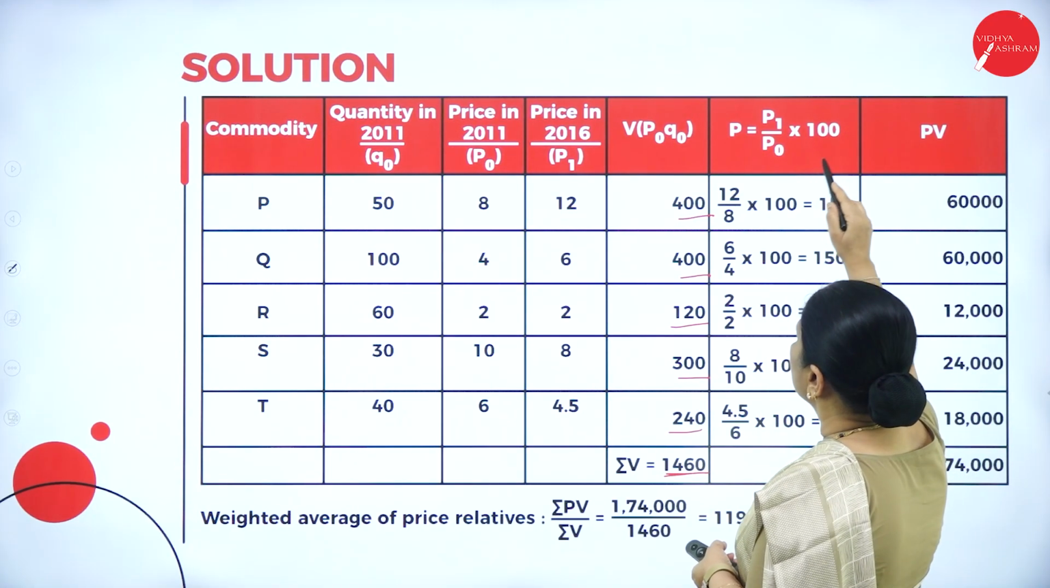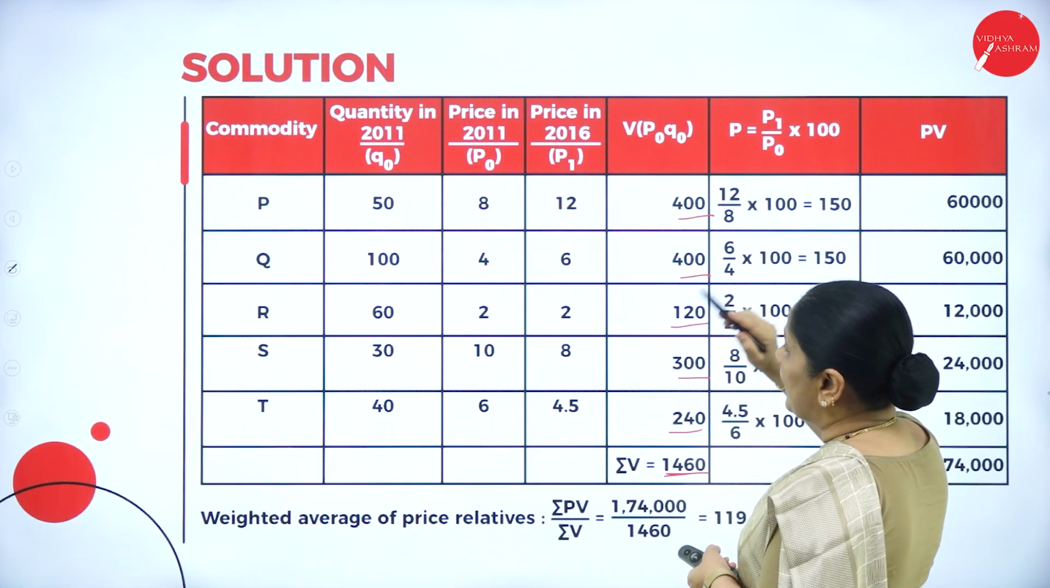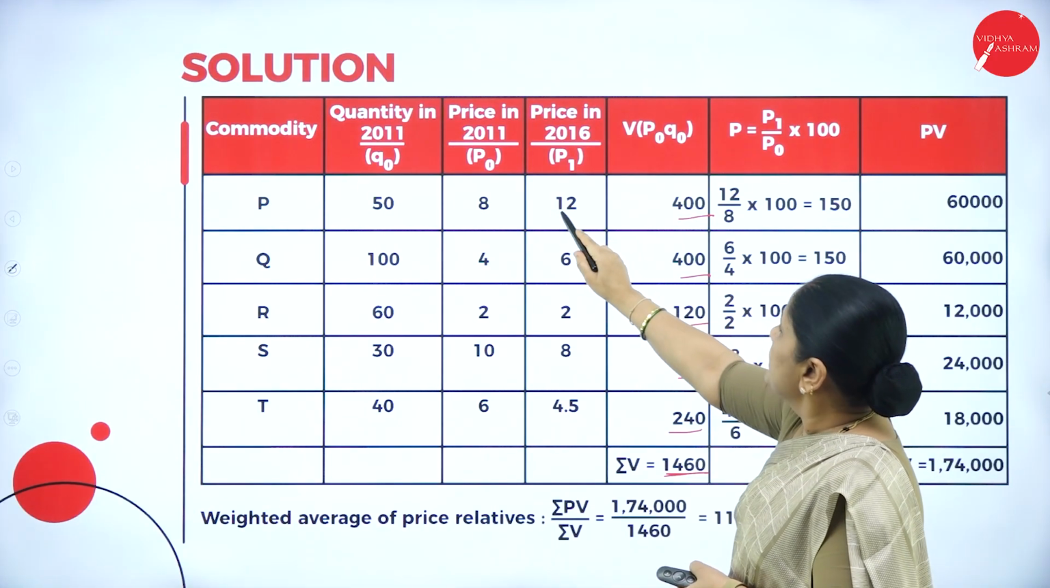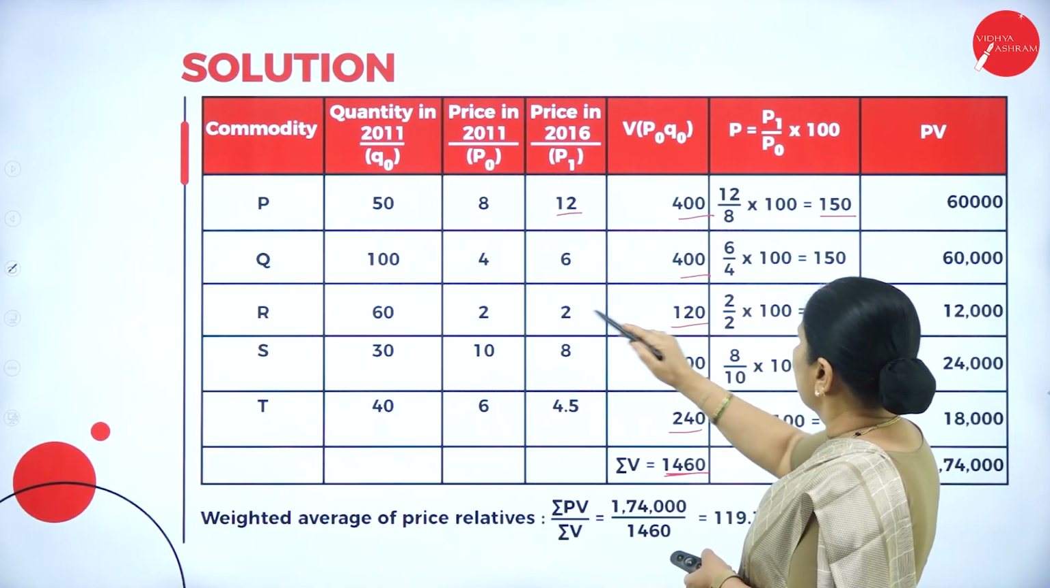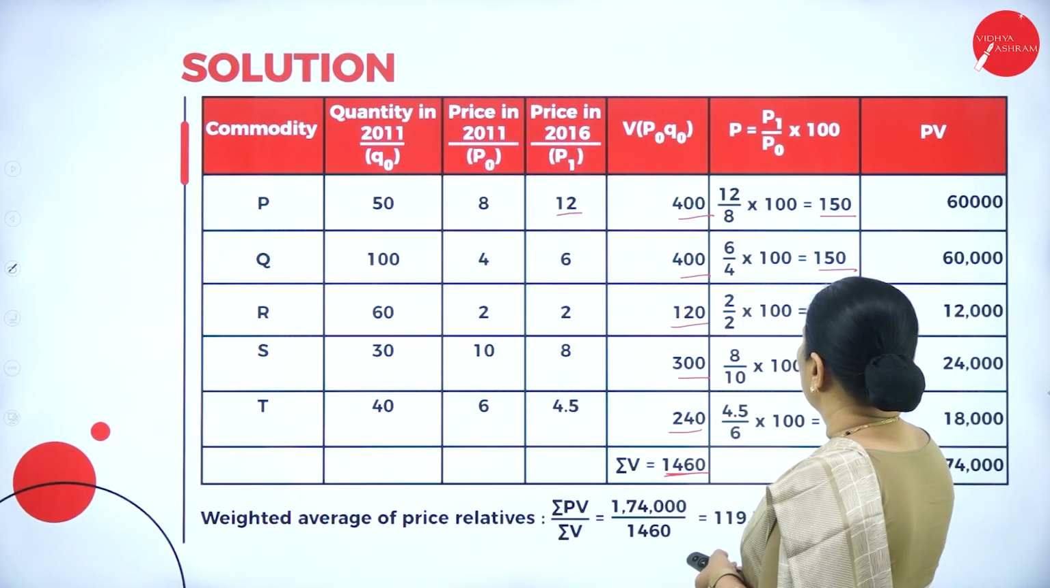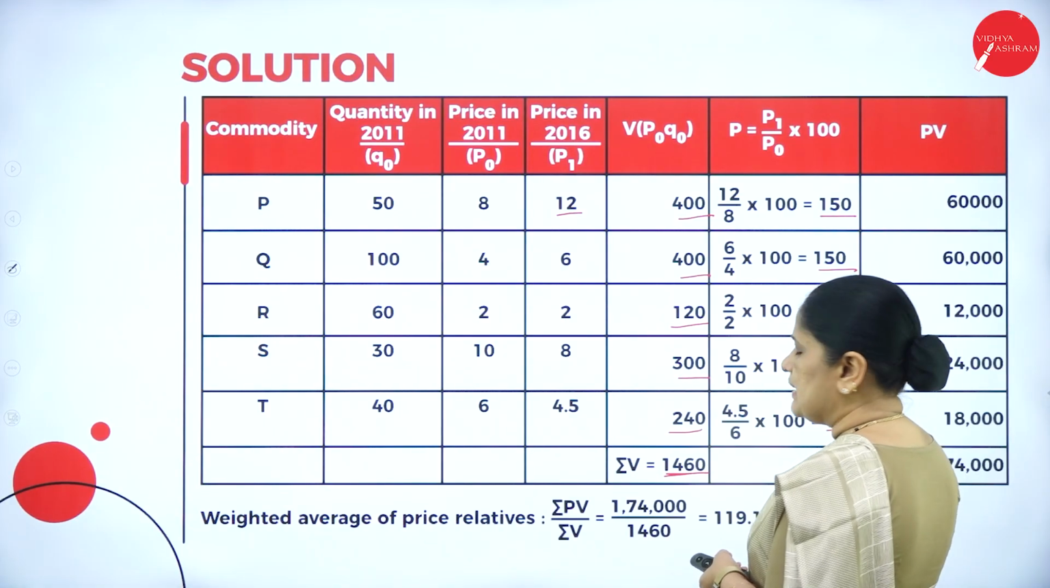Now P, what will be the P? P equals P1 by P0 into 100. So price relative. So what is P1? 12. 12 by 8 into 100, 150. 6 by 4 into 100, 150. 2 by 200, 80, 75.